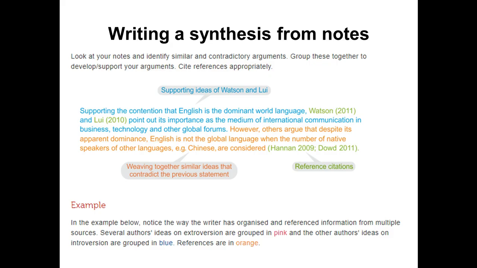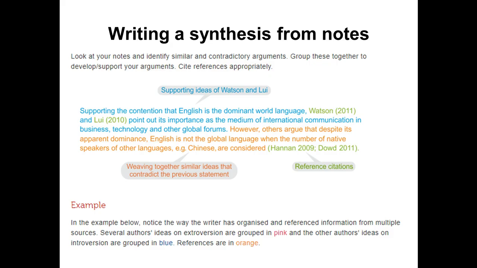However, others argue that despite its apparent dominance, English is not a global language when the number of native speakers of other languages, for example Chinese, is considered, by Hana 2009; Dewitt 2011. Okay, weaving together similar ideas that contradict the previous statements.